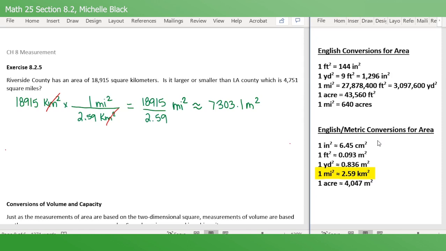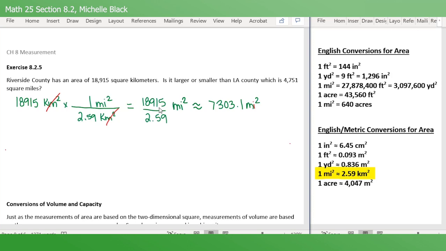You could do this problem two ways. You can either convert the 18,915 square kilometers to square miles like I did, or you can convert the 4,751 square miles to square kilometers and then compare it to Riverside. I chose to go from square kilometers to square miles, and I used this conversion factor here. So what it ended up doing was making me divide 18,915 by 2.59, and we see that this is approximately 7,303.1 square miles, and I should have an I here, sorry, square miles. M would be meters, MI is miles.